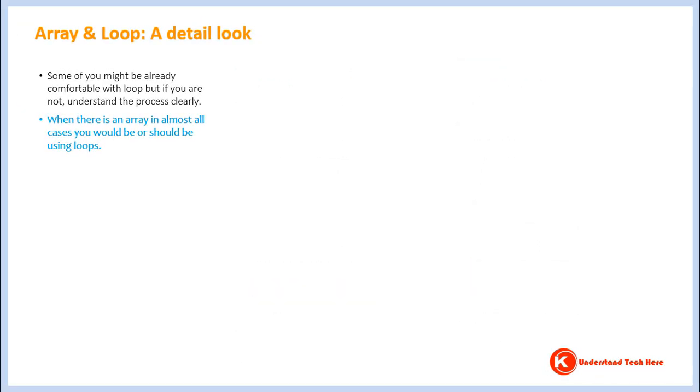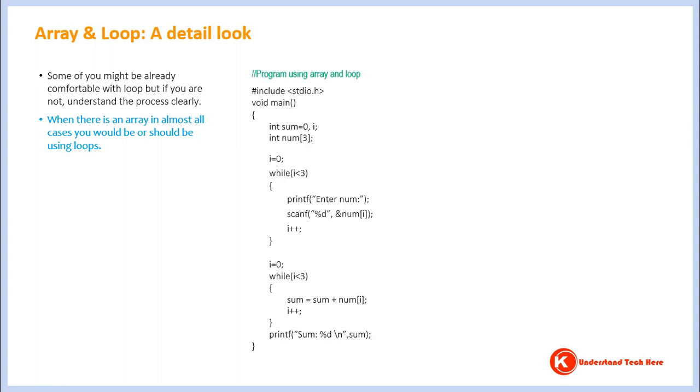Let's look at loop and array in more detail. Some of you might be already comfortable with loop, but if you are not, please pay attention here. It's important that you understand this detail very clearly, because as I said earlier, when there is an array, in almost all cases you have to use loops. Let's look at the program. Because of this, location in memory will be reserved or allocated for you as shown in the diagram.